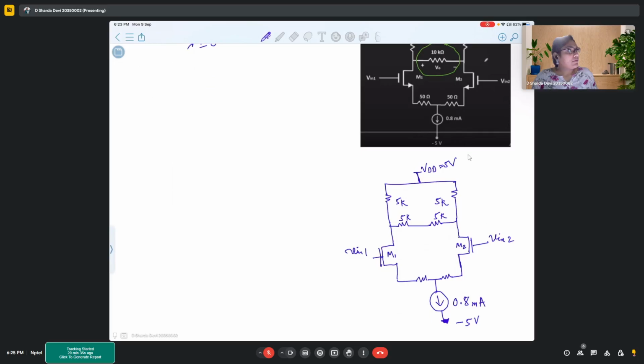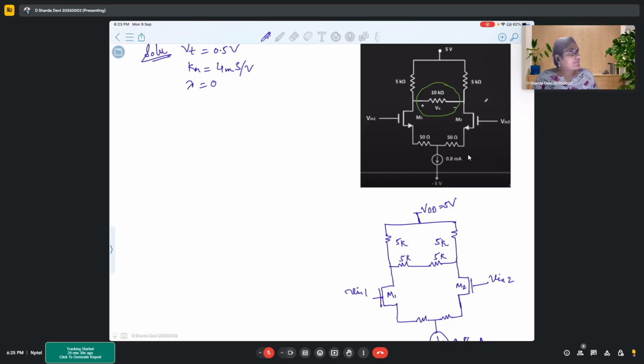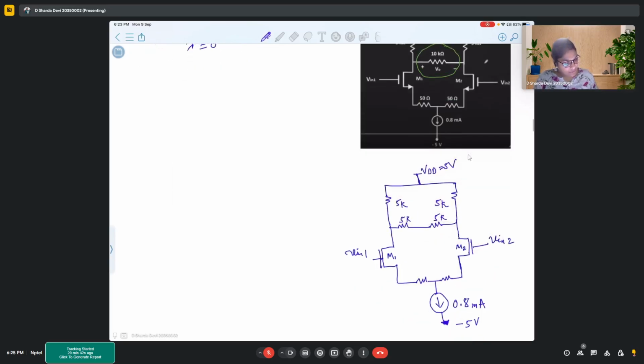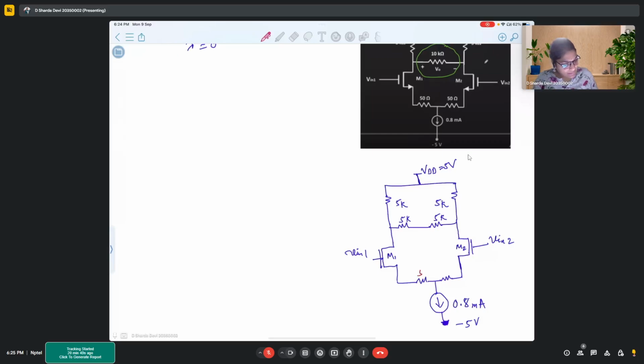Okay, so here what we will consider first of all is this 0.8 milliamperes current which is flowing. It will be divided equally among both the branches, correct? So this branch will have 0.4 milliamperes of current. This branch will have 0.4 milliamperes of current.